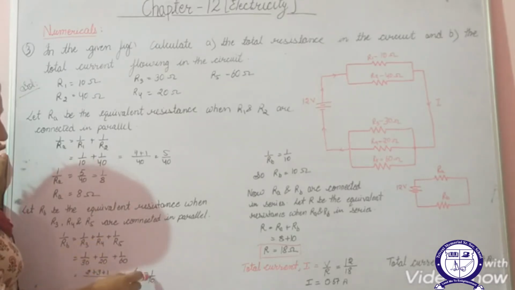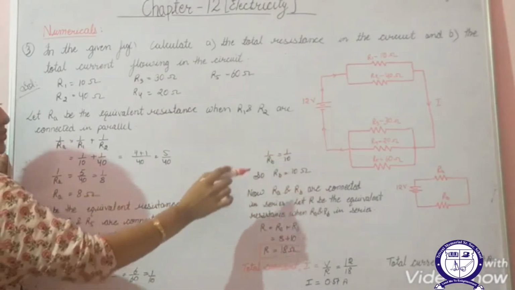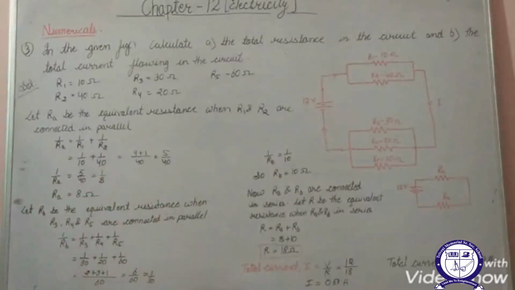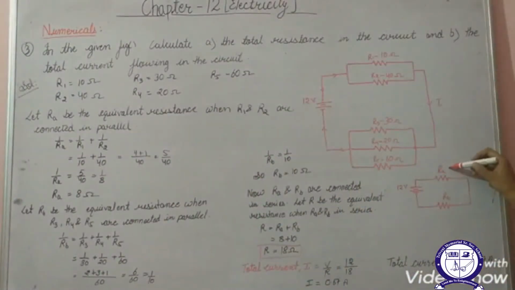So on solving it, we'll get it to be 1 by 10. If 1 by RB is equal to 1 by 10 ohm, so we can say that RB will be equal to 10 ohm. Now next, if this combination is represented by RA, and this combination is represented by RB, we have to decide whether RA and RB are in series or in parallel.